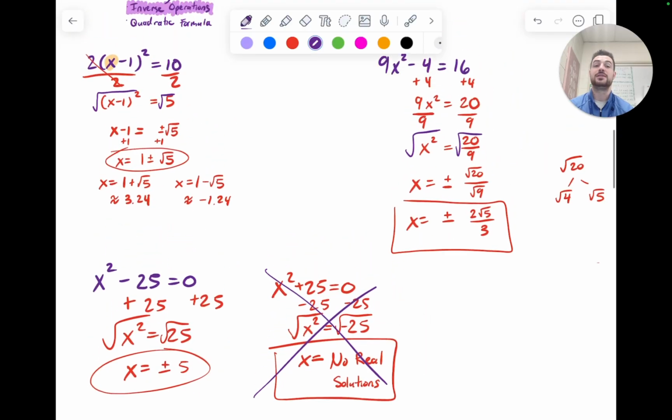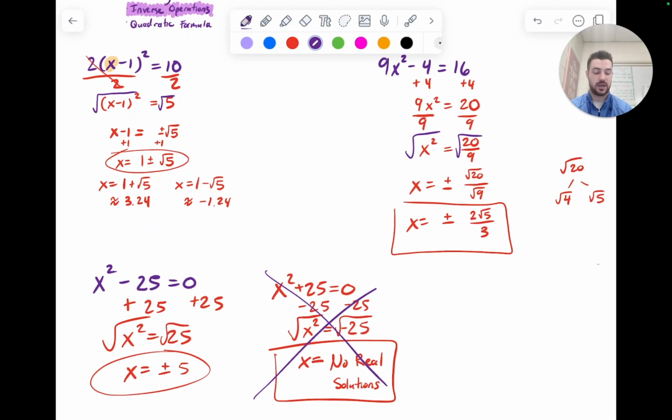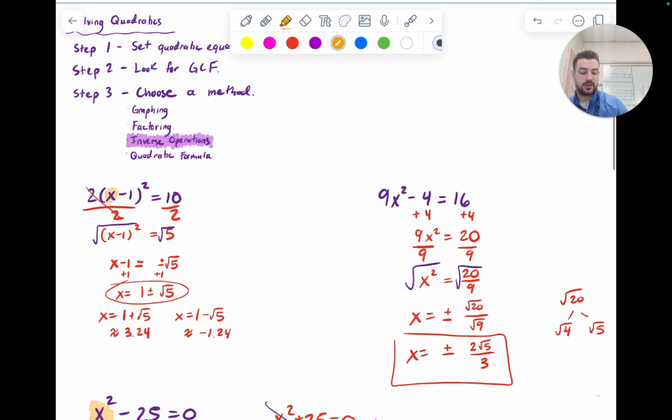Okay? This is how we solve quadratics using inverse operations. Again, the big takeaway is each of these have only one x value in the problem.